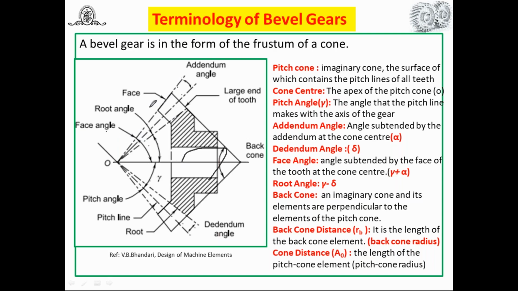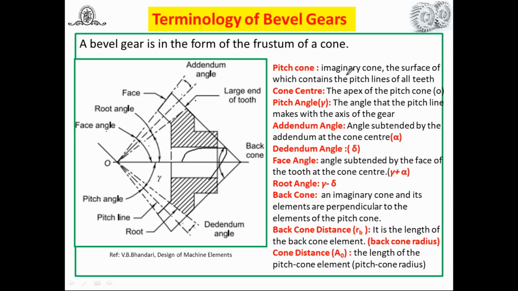Similarly, you can find the root angle. Root means the bottom face of the gear. This is the root angle. And how do we find this root angle? From the pitch angle, subtract the angle subtended by the dedendum. Pitch angle minus dedendum angle gives you the root angle. You can observe this from the geometry as well.